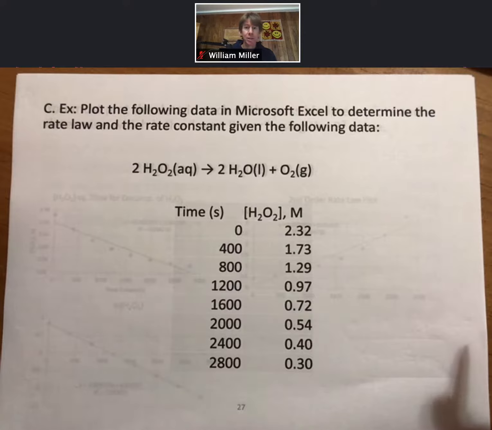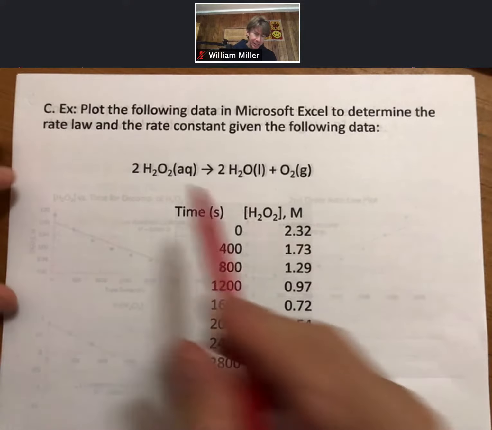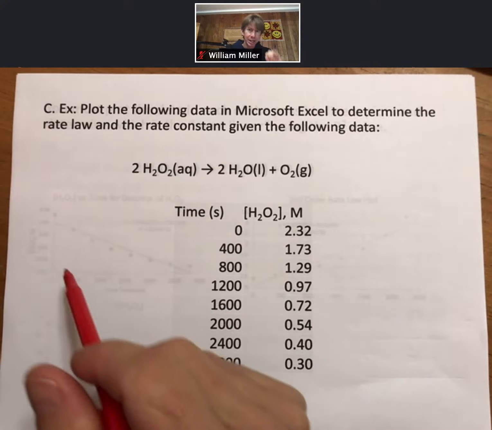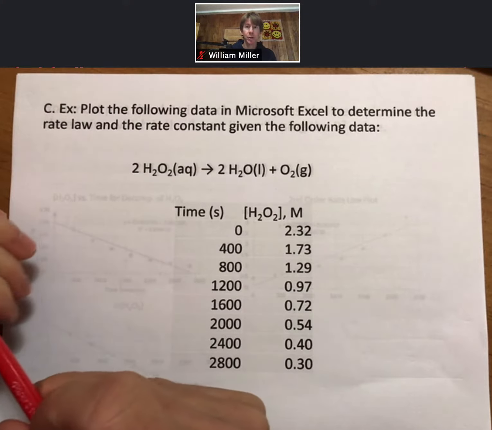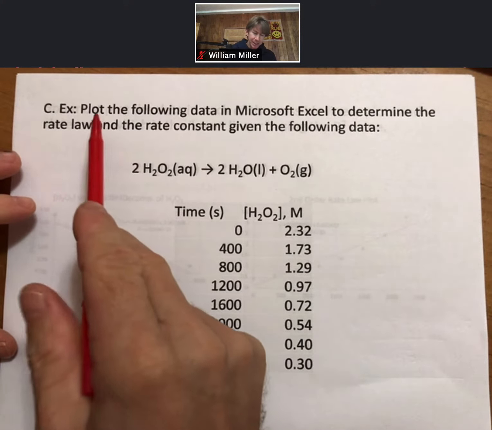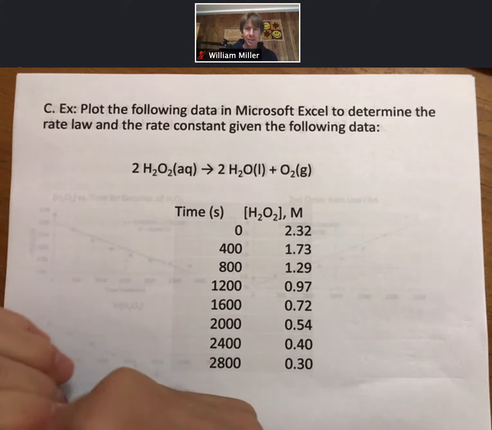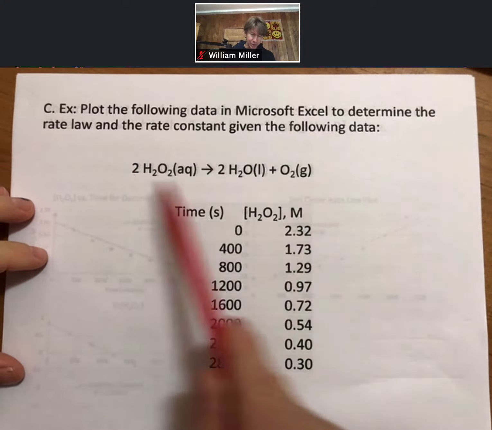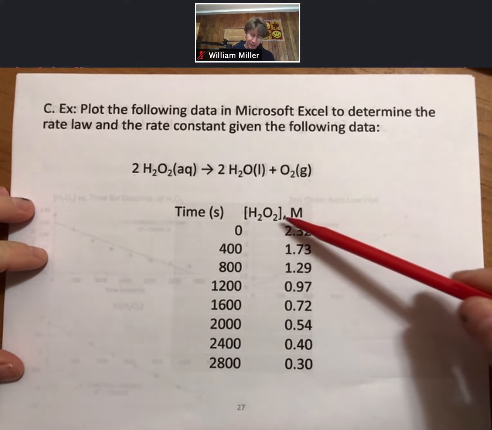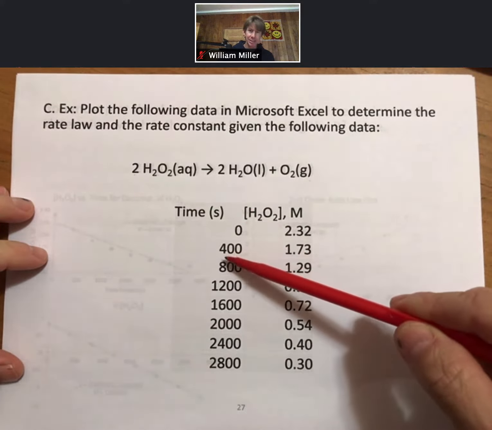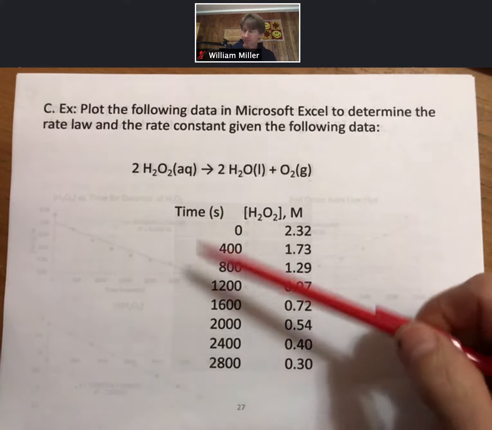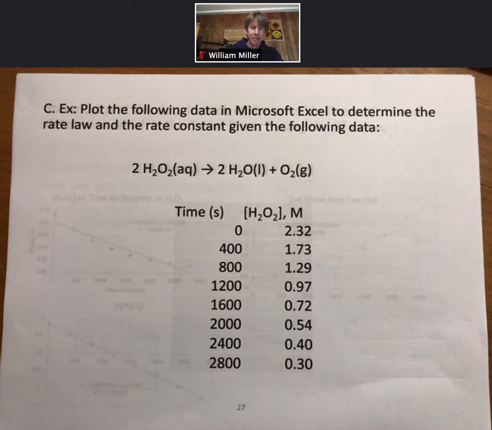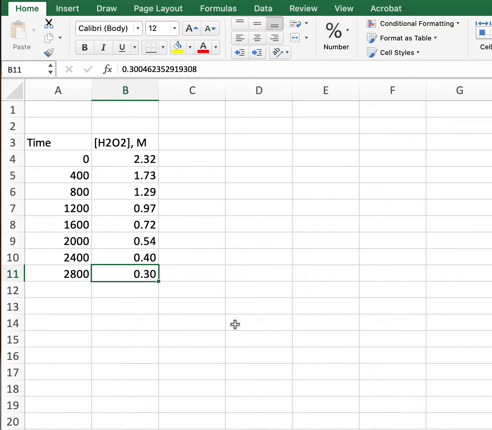Now, like I said, we're going to do some plotting for this, and plotting is going to help us determine the integrated rate law. And whenever we do this, we're going to have to make 3 plots, and I'm going to work through those plots and how to do it in Excel. Here's the problem. Plot the following data in Microsoft Excel to determine the rate law and the rate constant. You've got the reaction, and data for concentration of our reactant versus time, all very standard. What you're going to want to do is enter that data into Microsoft Excel.